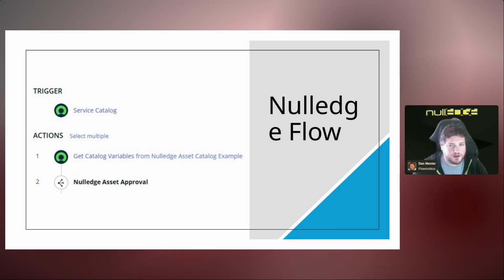And here is what our example flow looks like currently. We have that service catalog trigger. We have the variable where we get the catalog asset type from step one, and then we're feeding that into the decision table in step two.